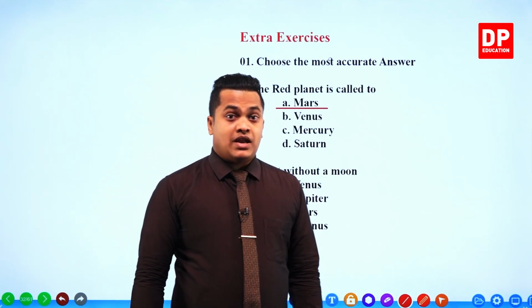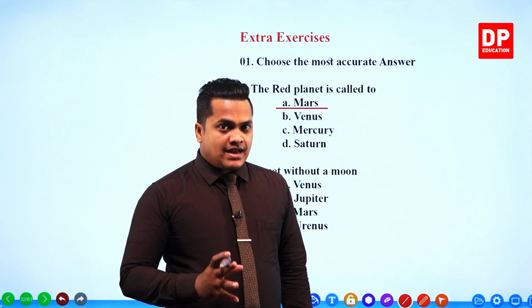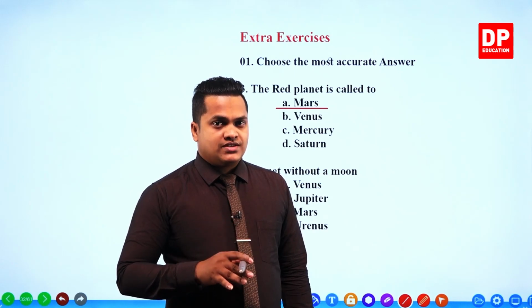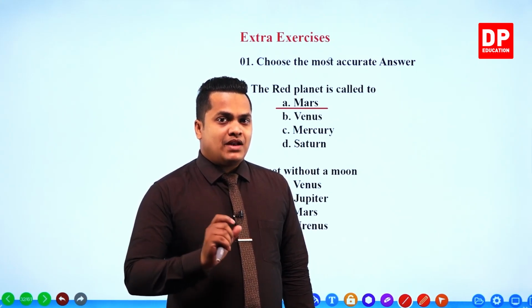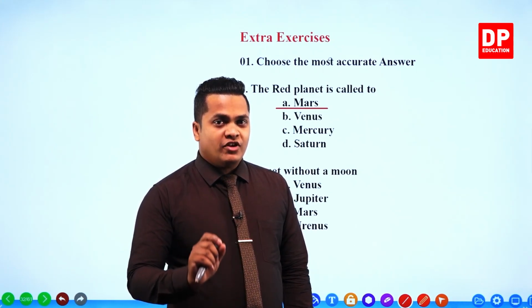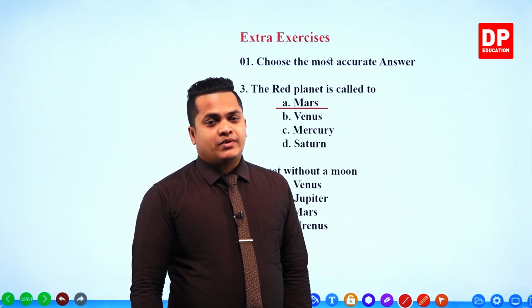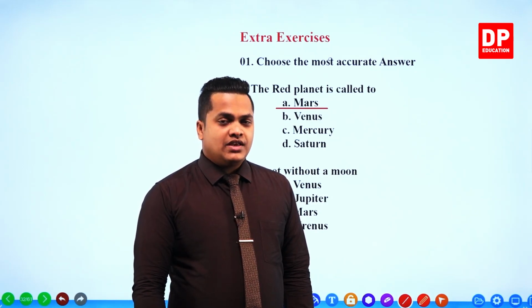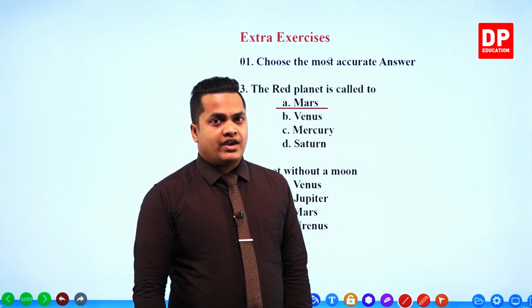So planets that do not have moons. There are 2 planets which do not have moons in our solar system. Those are the 2 planets located very near to our sun, right? Those 2 planets are planet Venus and planet Mercury. Mercury and Venus do not have any moons. All the other planets have at least 1 moon.